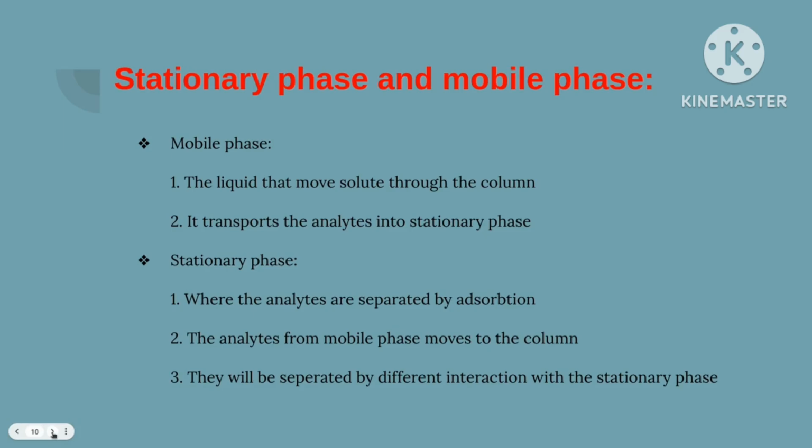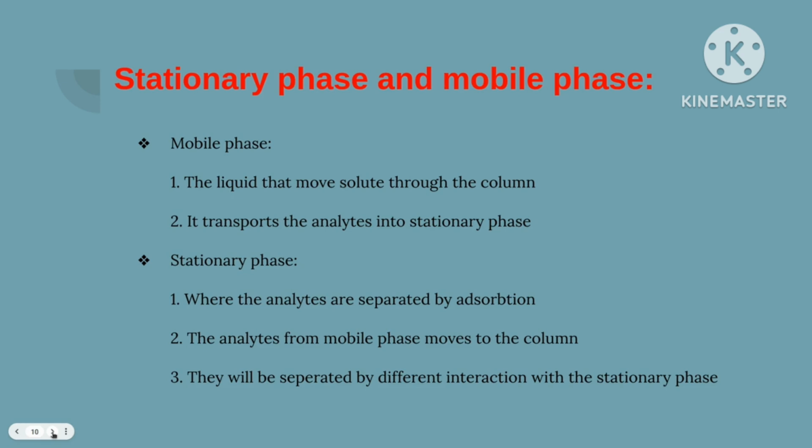When we enter the analyte into the HPLC system, the mobile phase, the liquid that moves solute through the column, transfers this analyte into the stationary phase. It transports the analyte into the stationary phase. Here the separation occurs based on the polarity of the compound. In the stationary phase, the separation occurs where the analytes are separated by adsorption. The analytes from the mobile phase move to the column. They will be separated by different interactions with the stationary phase.